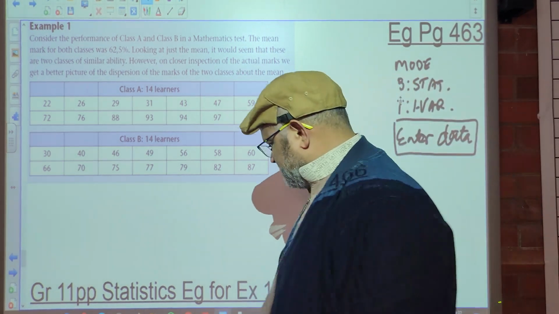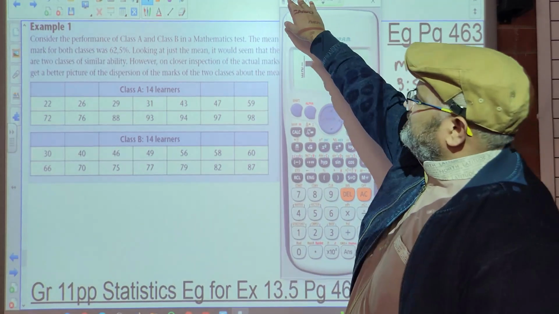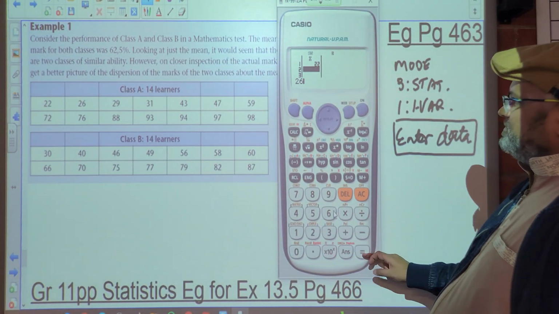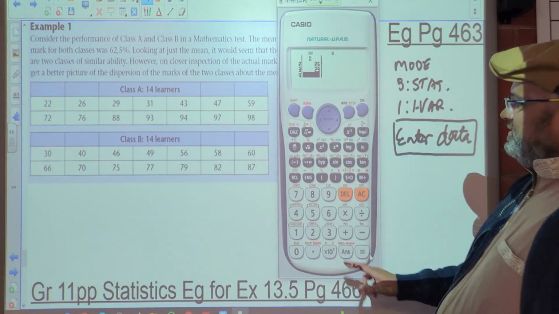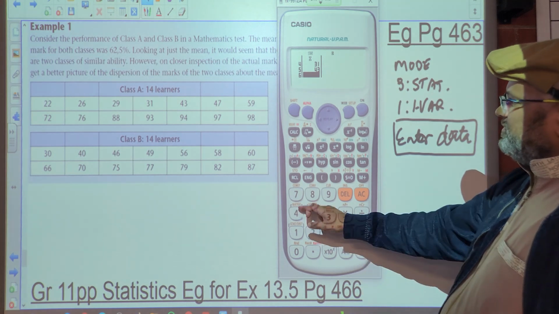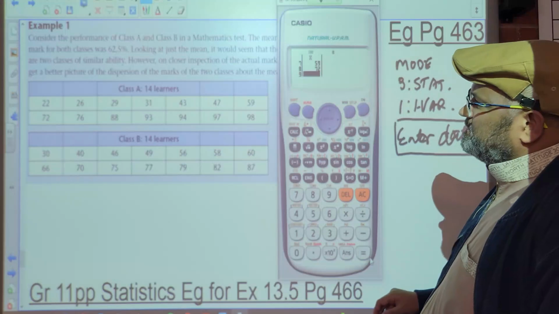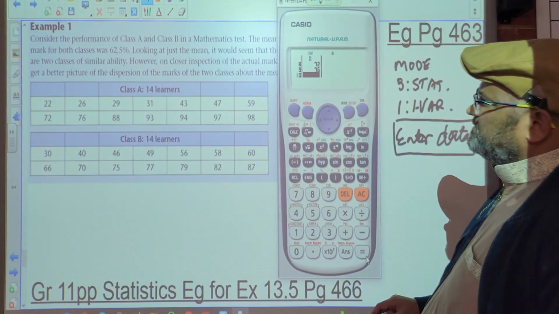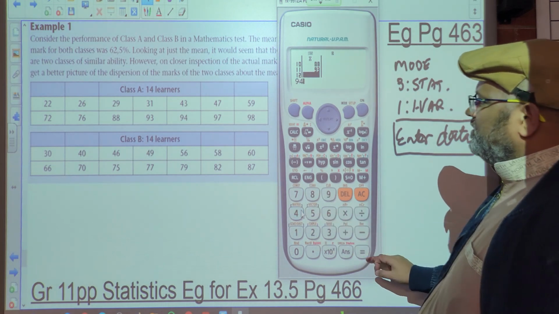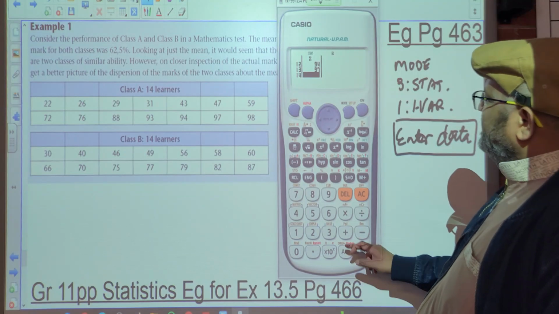Okay, so let's do it together. Let's enter: 22 equals, 26 equals, 29 equals, 31 equals, 43 equals, 47 equals, 59 equals, 72 equals, 76 equals, 88, 93, 94, 97, 98.